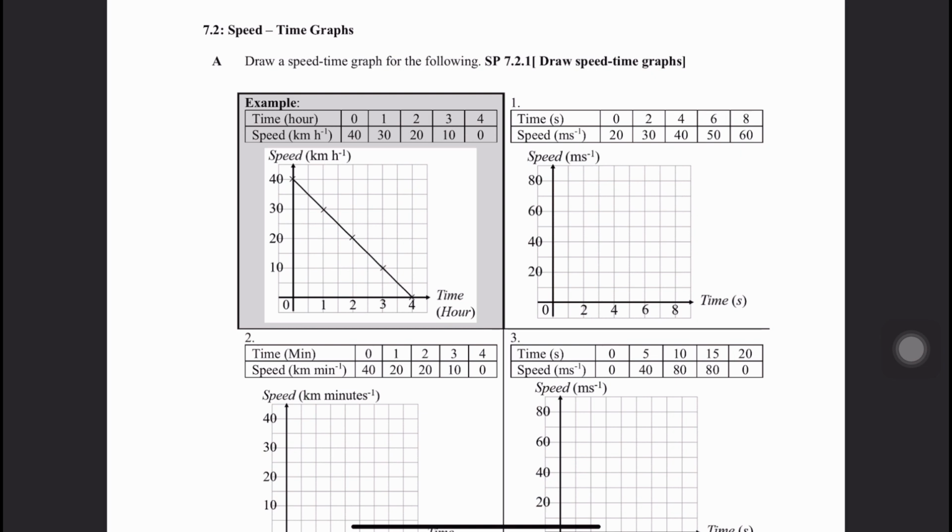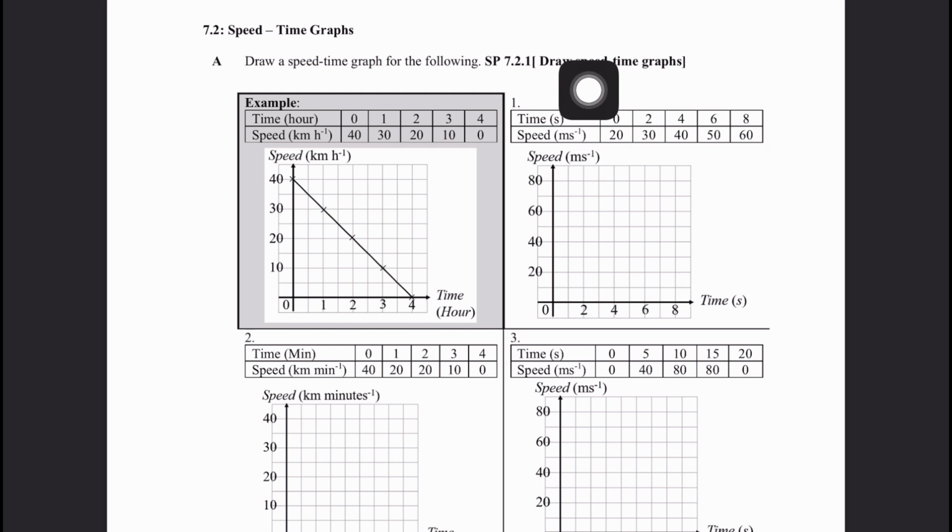So for today's session, we're going to continue from our previous class. From the previous class, you have learned about 7.1, distance time graph. For this new subtopic, you're going to learn about speed time graph. For the first learning standard, you're going to learn how to draw a speed time graph.